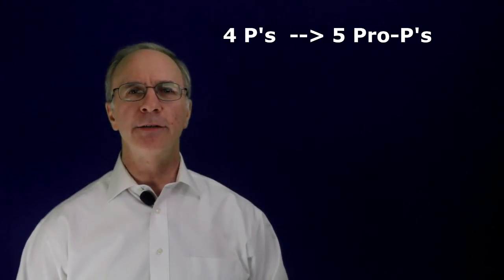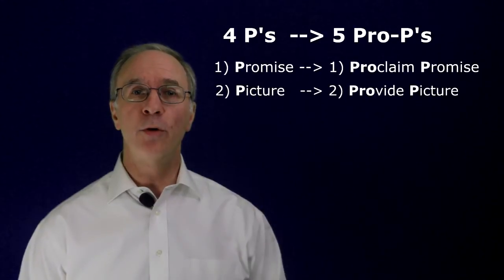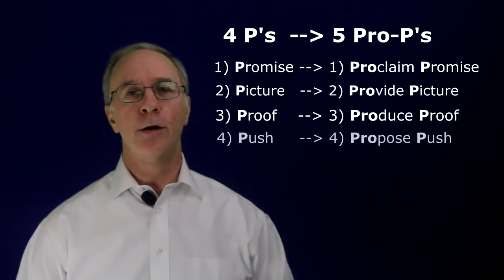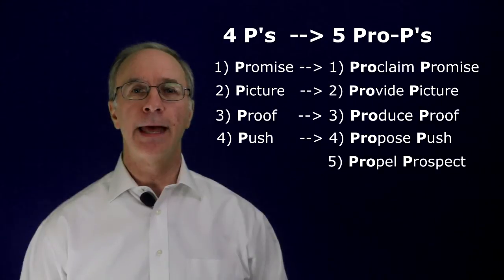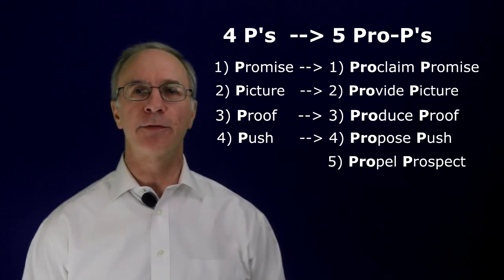You can see the comparison of the 4Ps formula to the 5 Pro-Ps formula, wherein promise becomes proclaim promise. Picture becomes provide picture. Proof becomes produce proof. Push becomes propose push. And propel prospect is new and stands on its own as the 5th Pro-P.